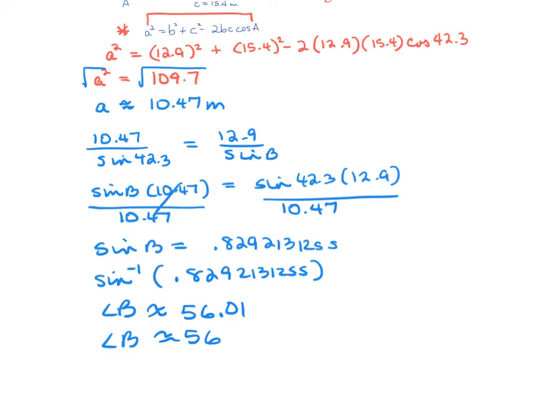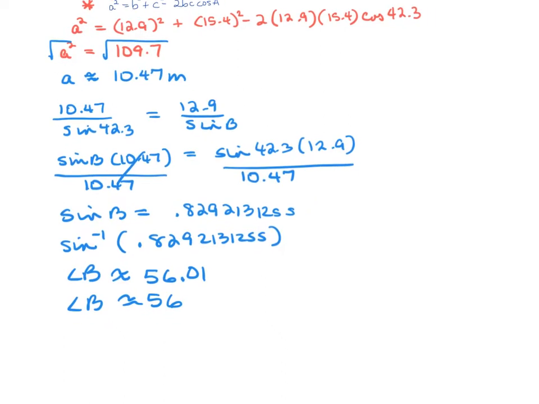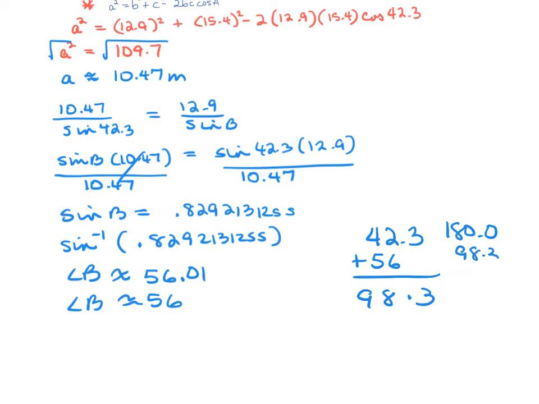Now to find angle C, all I need to do is add the other two angles that I have, 42.3 plus the 56, and then subtract that from 180. So 98.3, subtract it, 81.7. So angle C is equal to 81.7 degrees.